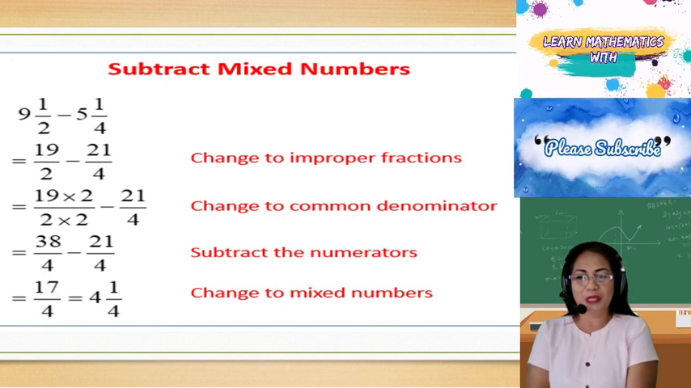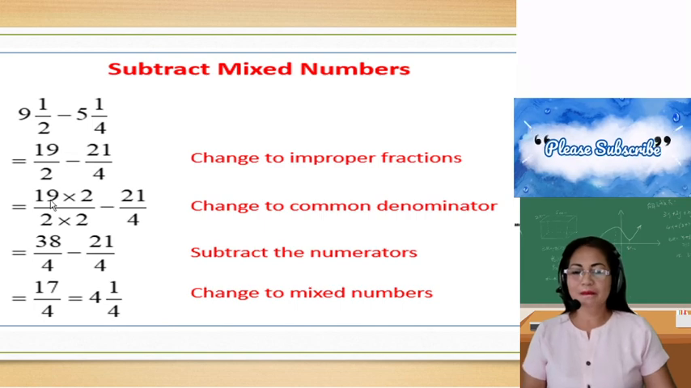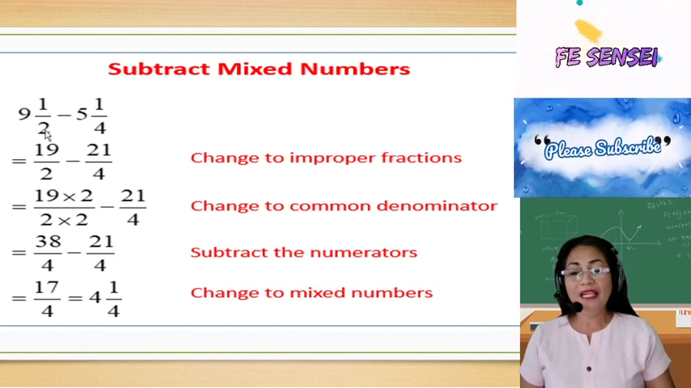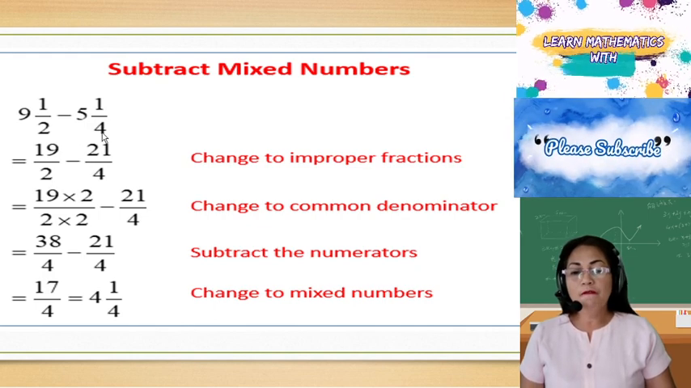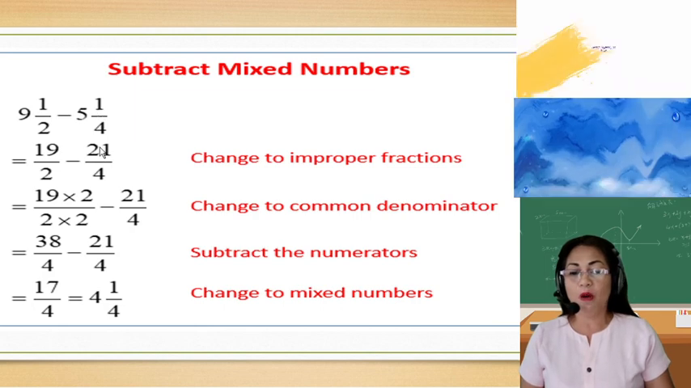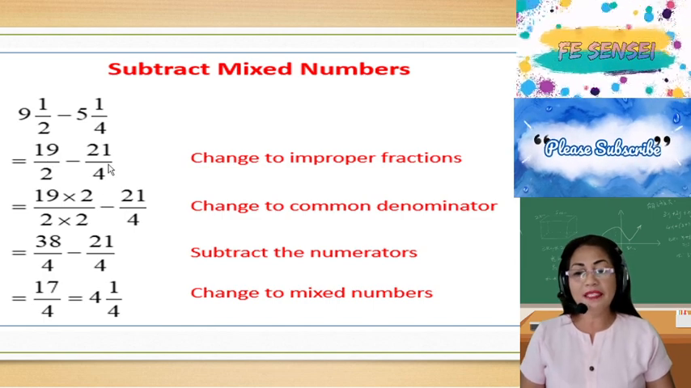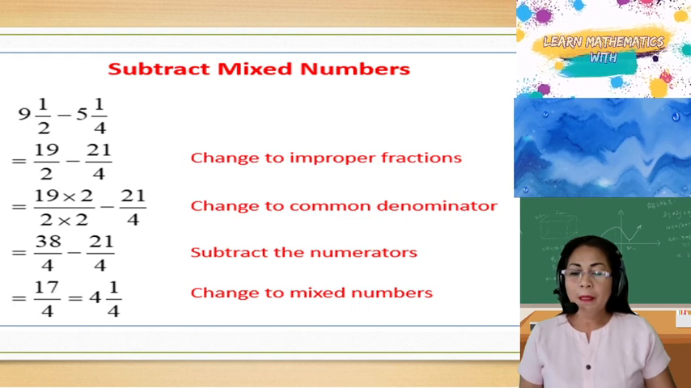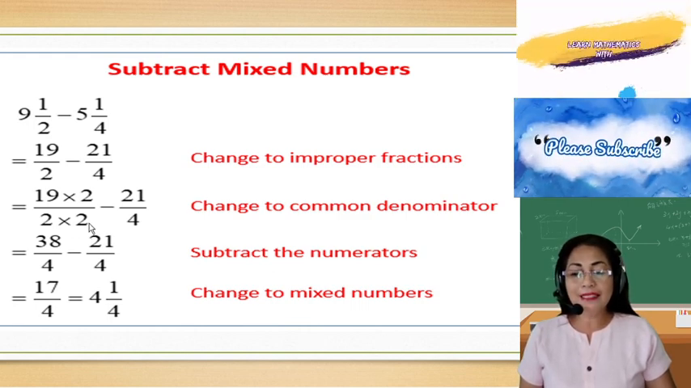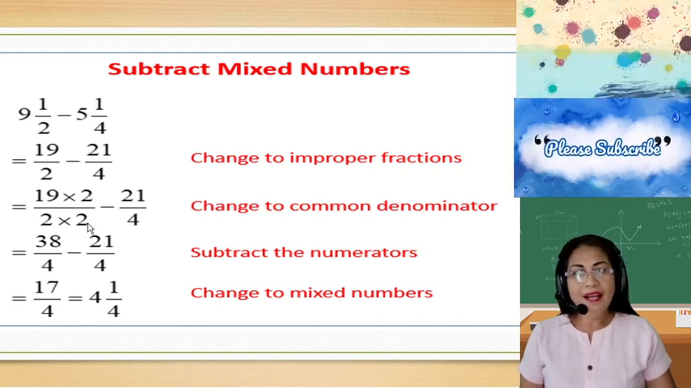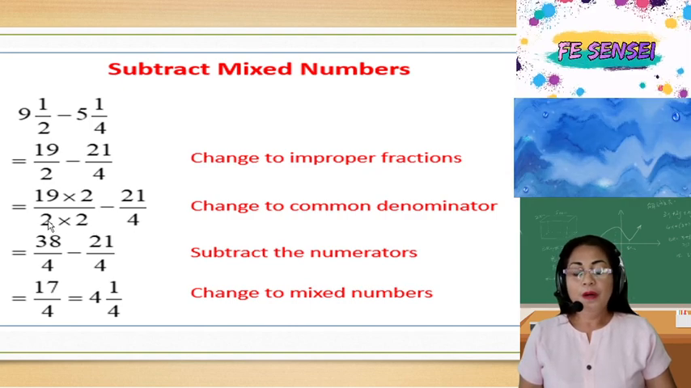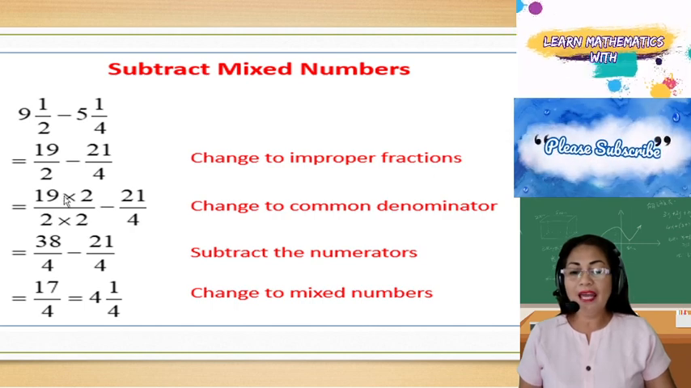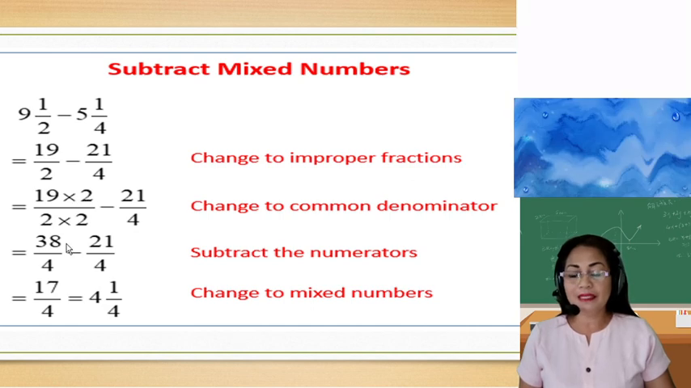So subtract mixed numbers. To subtract mixed numbers, we can have it this way. 2 times 9 equals 18 plus 1 equals 19 and copy the denominator 2. Minus 4 times 5 equals 20 plus 1 equals 21 and copy the denominator 4. Since they are dissimilar fractions, we're going to change it to similar ones before we can subtract the fractions. So, our least common denominator, or the number we're going to multiply to make it 4, is 2.